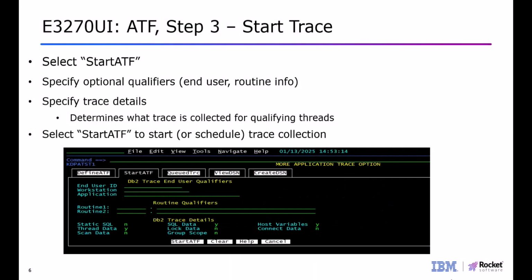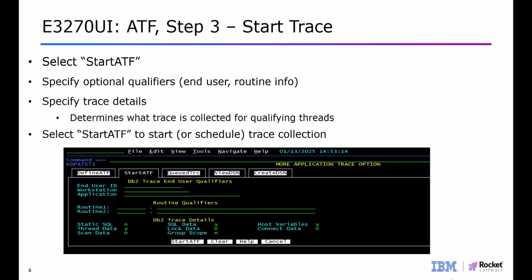Okay, so once we clicked on the Next button under the Define ATF tab, it'll automatically switch you over to the Start ATF or Start the Trace screen. From within here, you can continue to specify some additional end user qualifiers. So if you have things like end user ID, workstation, or specific application, as well as routines, you can qualify those here.